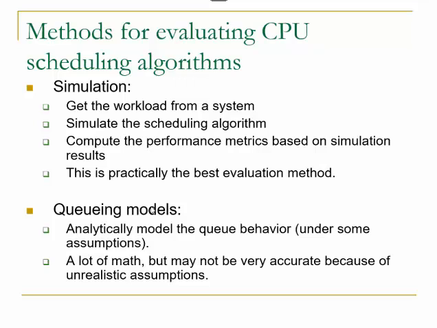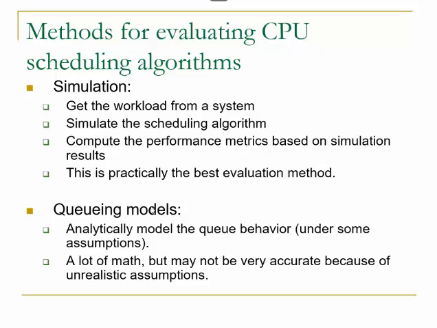Then, methods of evaluating CPU scheduling. There are various methods for evaluating a scheduling algorithm. First is simulation. In this, the simulator gets the workload from the system, selects one of the scheduling algorithms, and simulates the conditions. The performance is computed based on the results obtained from the simulation. This method is the best of all as it gets the real-time workload from the system and then simulates it with the algorithm.